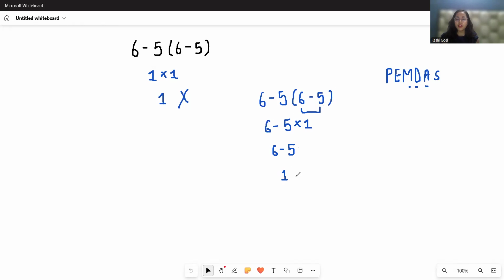So this is the correct way to solve this type of problem. If you apply the wrong method, you may get the same answer in both cases, but it is not applicable in every case that the answer stays the same. So you have to follow the order of operation. Then you will reach the right answer forever.